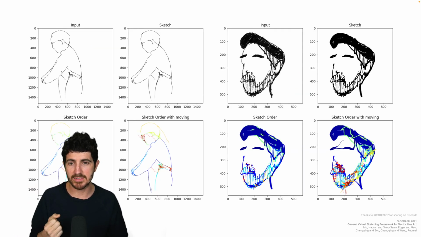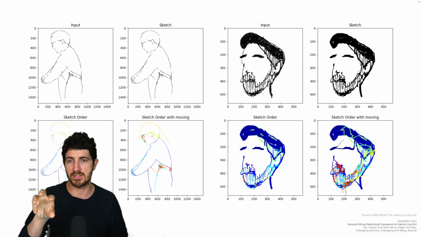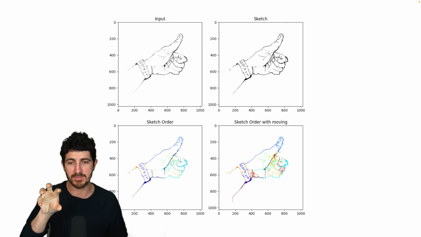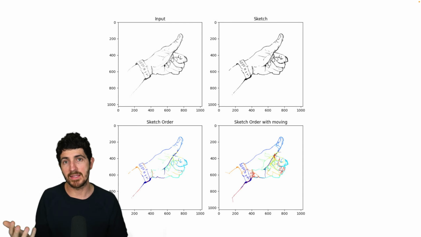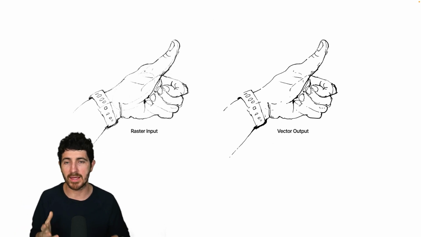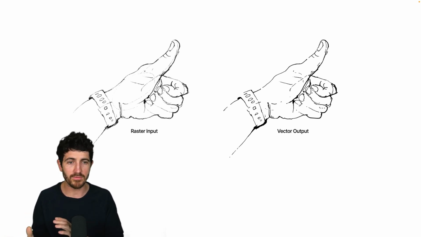And this is just a comparison between input and sketch, where the sketch is the output of the network, and this is specifically what we did in live stream 62. We can see what we input on the top left is a hand sketch, and on the right we get the output. I have this a bit more zoomed in here: the raster input on the left and the vector output on the right.